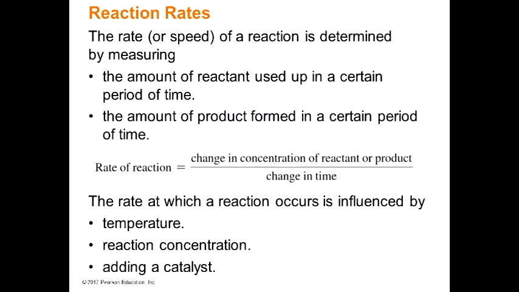Reaction rates. The rate or speed, and many of us hate using that term, but the rate of a reaction is determined by measurement. That's what you know, that's speed. The amount of reactant used up in a certain period of time, the amount of product formed in a certain period of time. The rate of reaction is the concentration of reactants or product divided by the change. The rate at which a reaction occurs is influenced by these factors, and we expect you to know these factors.